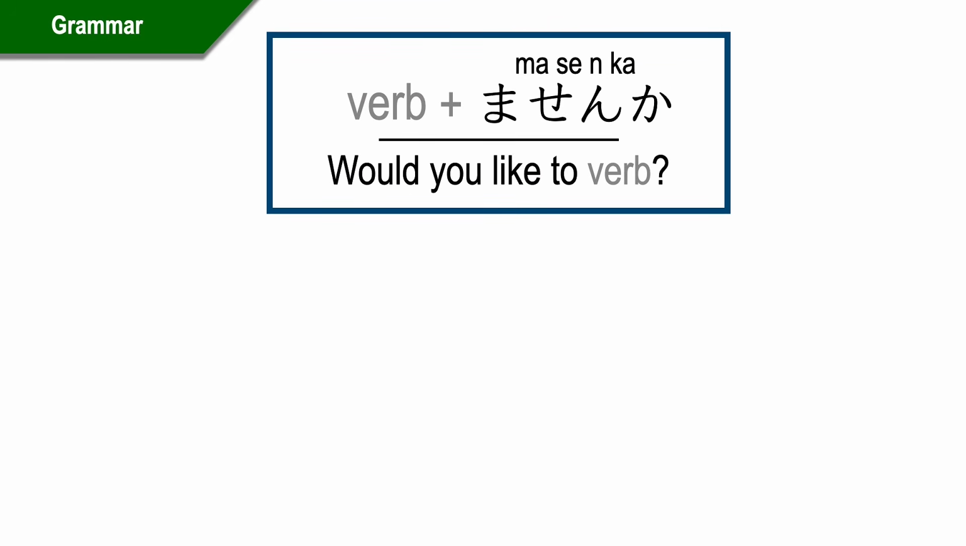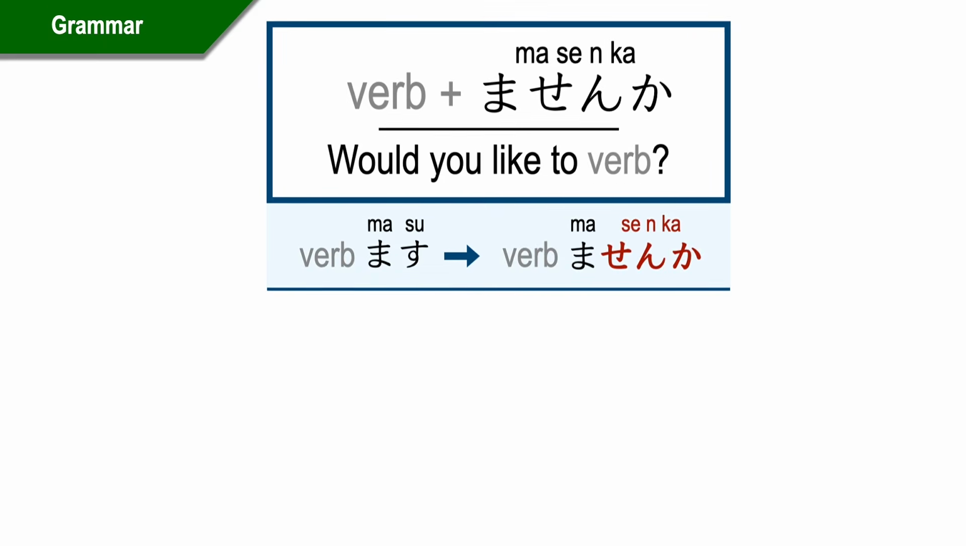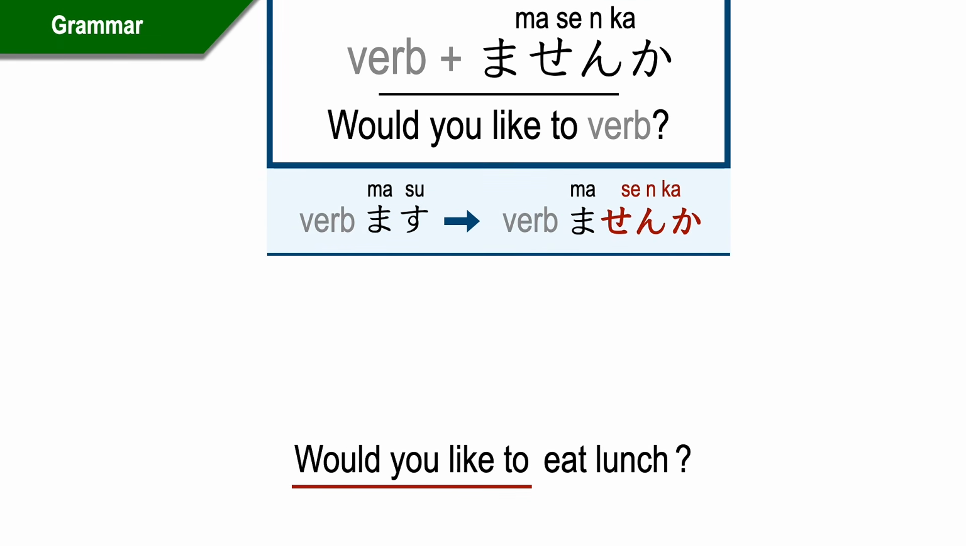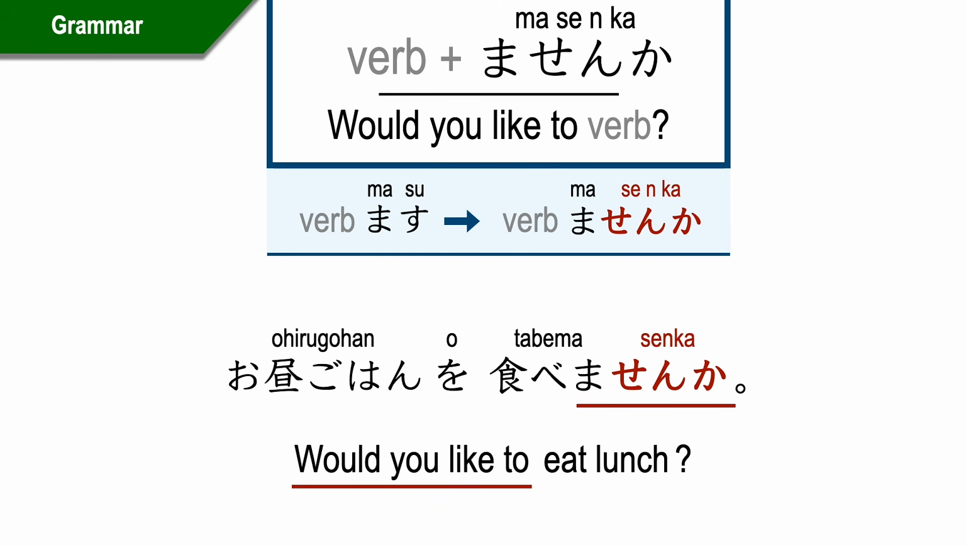Verb plus ませんか means would you like to do the verb? This expression is used when the speaker wants to invite someone to do something. Now how to use it. Change ます to ませんか. Would you like to eat lunch? お昼ご飯を食べませんか?